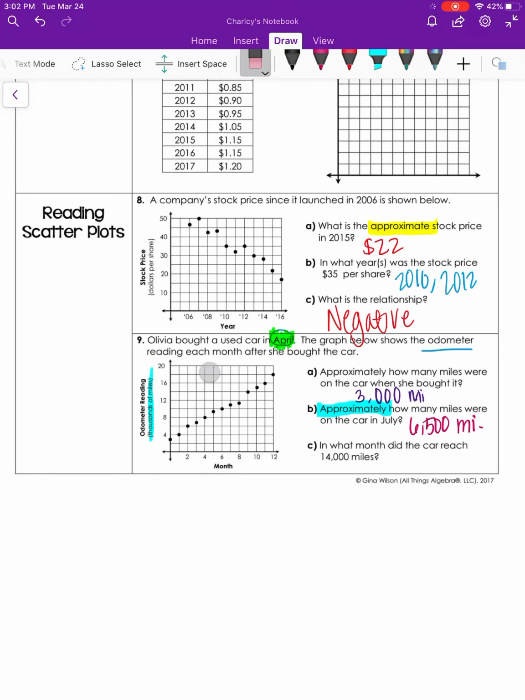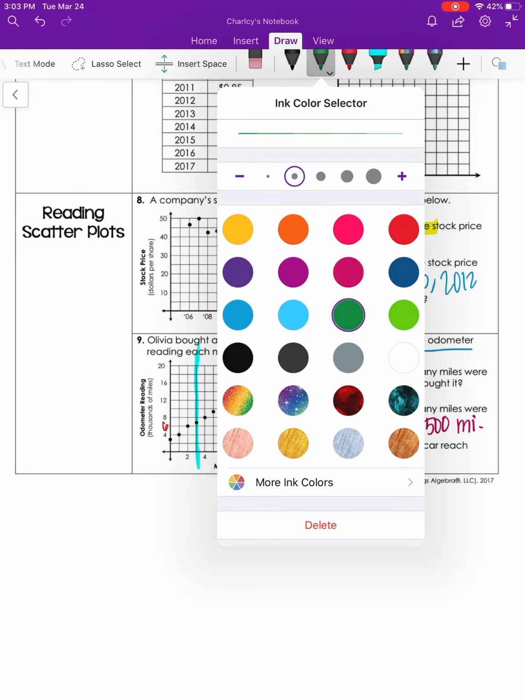And I'm going to erase some of my mess so you can get a better look at that dot, and I'll highlight it here for you. So it was right here, and it was between 6, this is 6 right here, and 8. All right, now let's look at C. In what month did the car reach 14,000 miles? So this time they want me to start on my y-axis, okay?